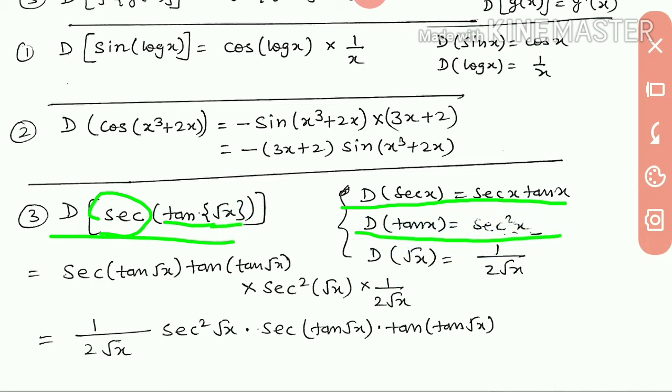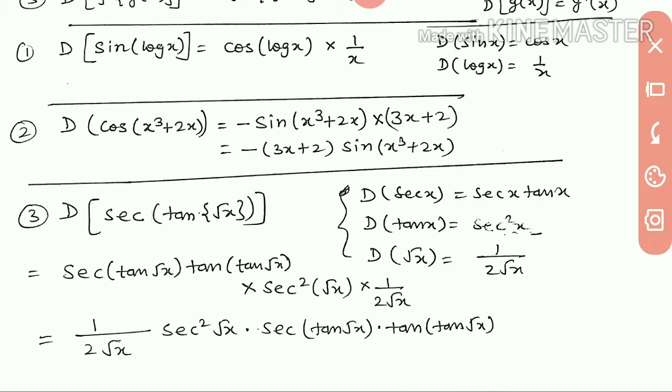The root x formula you should know is 1 upon 2 root x. These three formulas you should know here. Then look here, you have to do sec first. The differential of sec x is sec x tan x, and in place of x we have root x. So you write here sec root x tan root x. All of you understand this?